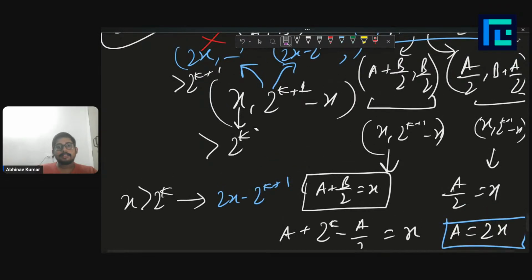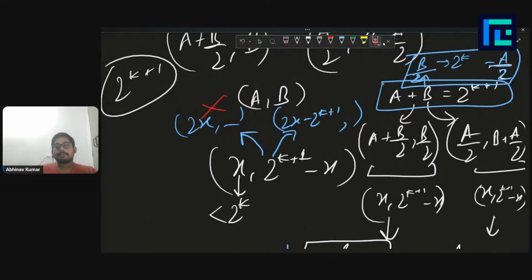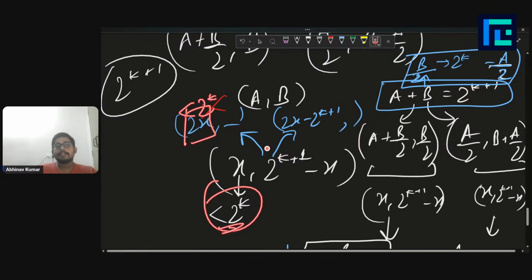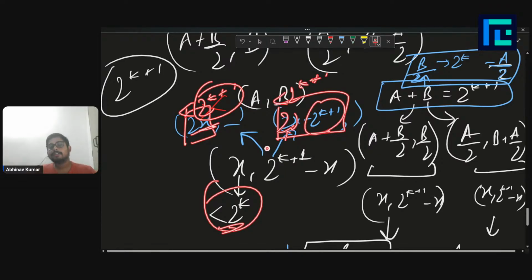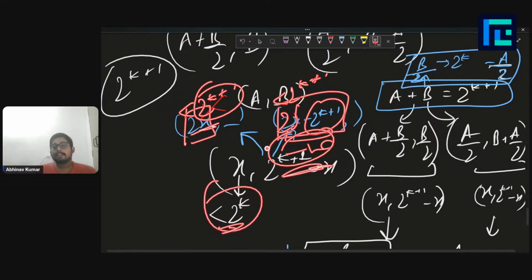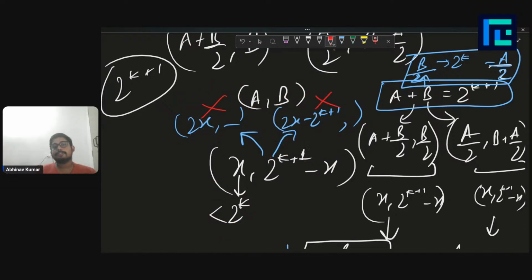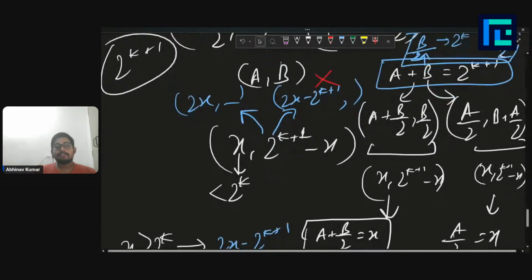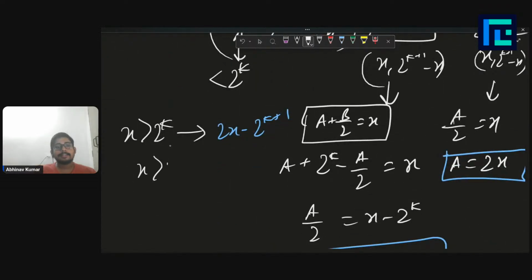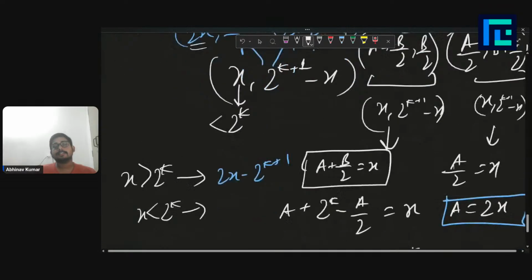And if you look at the other case, where your x is less than 2 to the power k, then this 2x would be okay. It would be less than 2 to the power k plus 1. But if you look at this number, then this 2x minus 2 to the power k plus 1 would give you a negative value. It means this state would not be possible in that case. So for x less than 2 to the power k, only one state is possible, which is 2x.